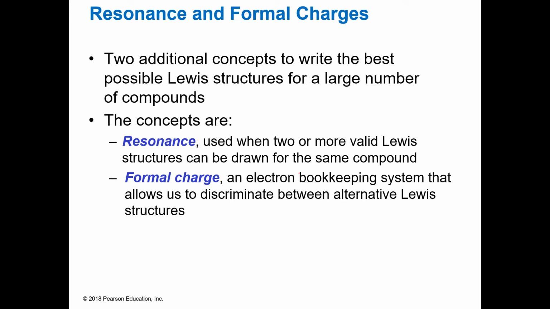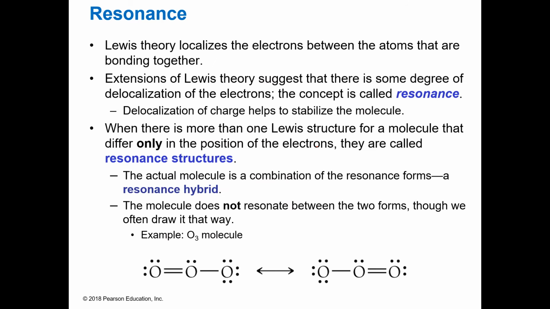Resonance is when we have two or more valid Lewis structures that can be drawn for the same compound. So if we were to look at them, they follow the octet rule and all the rules that go with drawing Lewis structures. Formal charge is a way for us to look at the electrons in our Lewis structure. And I'll get into that in a little bit, but let's start with resonance.